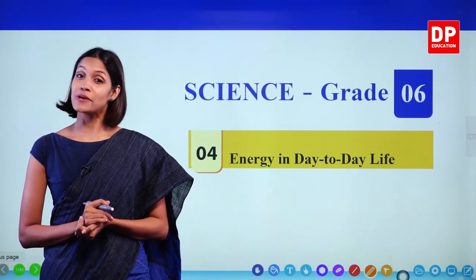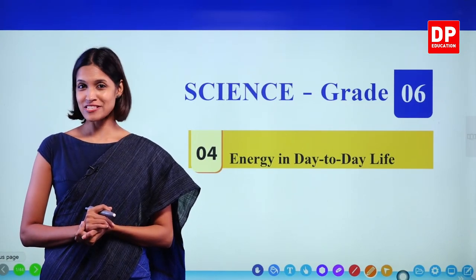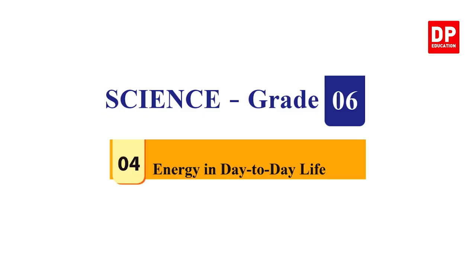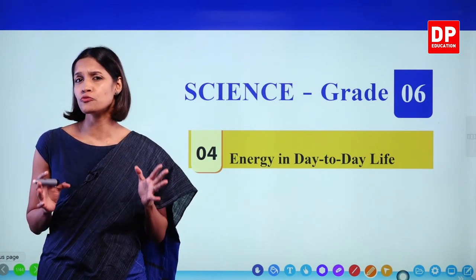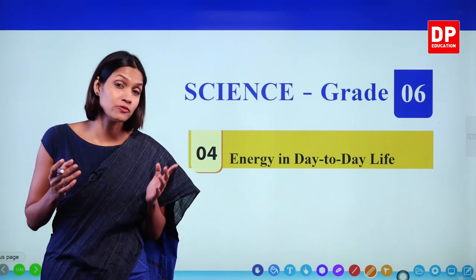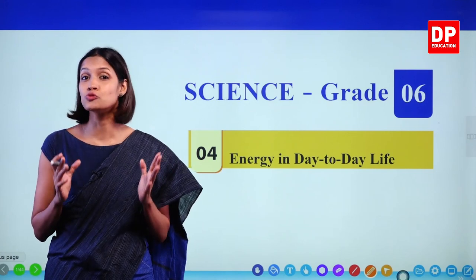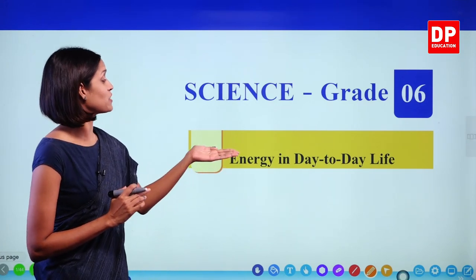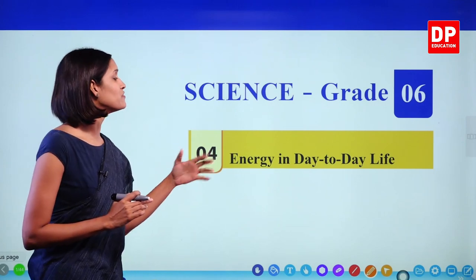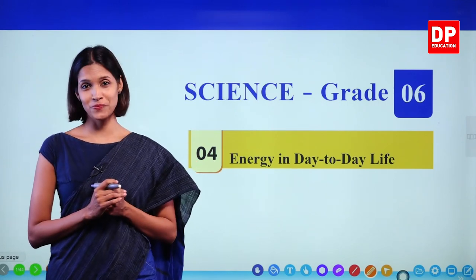Today you all are with me to learn the fourth lesson of the science textbook, that is, energy in day-to-day life. You all know that we have to do a lot of activities, a lot of work in our day-to-day life. We need to have a lot of energy to do those work. So under this lesson, we are going to learn why do we need energy, and what are the different ways that we get energy from. Right.